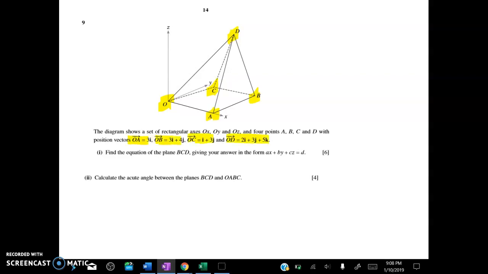We have to find the equation of the plane BCD, giving our answer in the usual form. Now that's worth a whopping 6 marks. I reckon that's actually a really, really easy question now, especially if you're confident with using the vector product. Then we have to calculate the acute angle between the plane that we found up here and OABC. So I just want to talk about how we find the equation of that plane OABC before we get into the rest of the question.